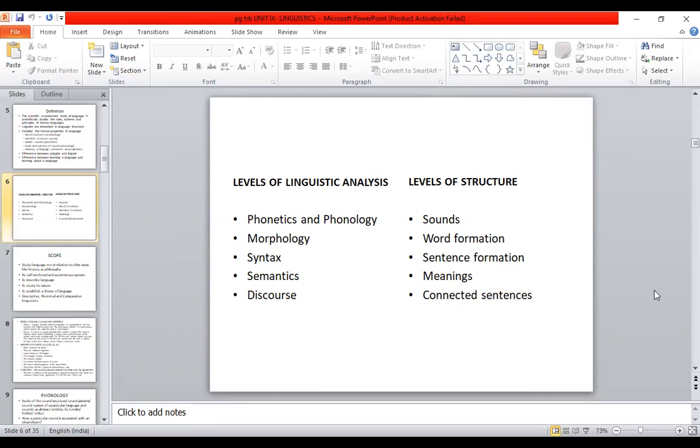Now, what are the levels of linguistic analysis? So phonetics and phonology study sounds. Morphology studies word formation. Syntax is sentence formation. Semantics is meaning generation. Discourse is connected sentences. So this discourse, I'm sure all of you know.